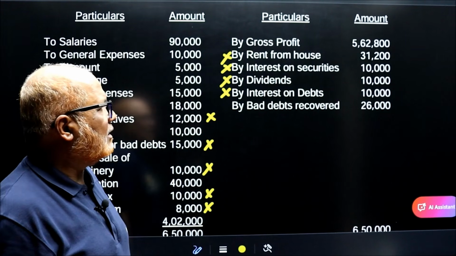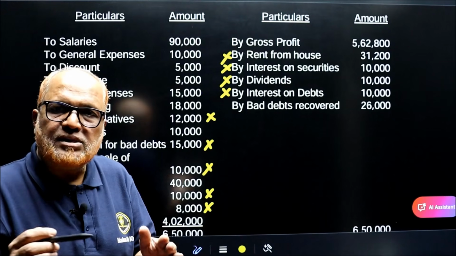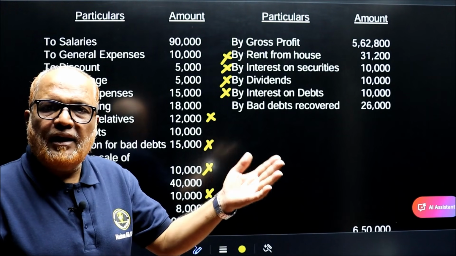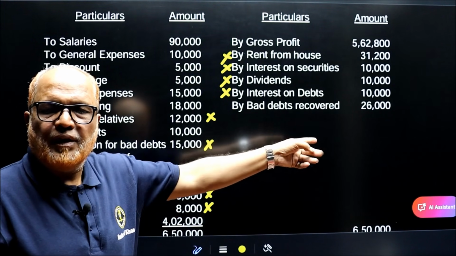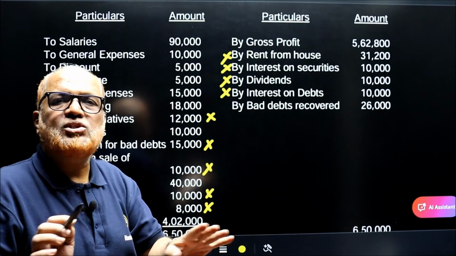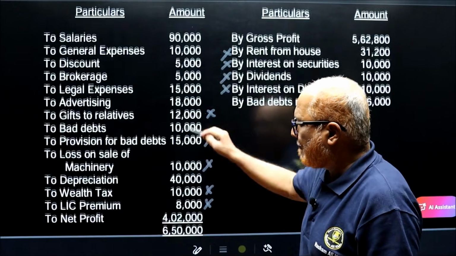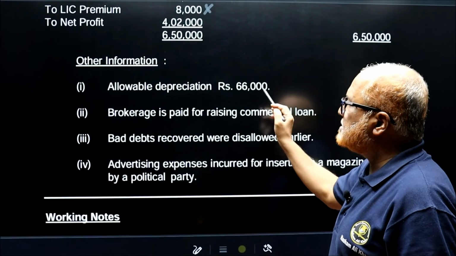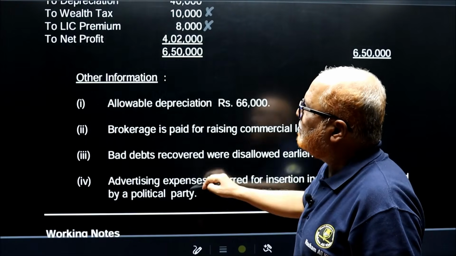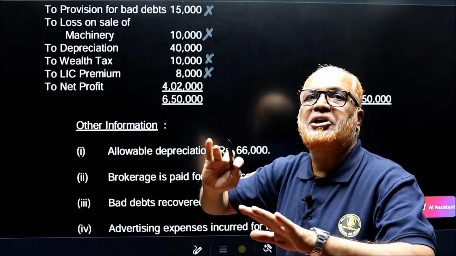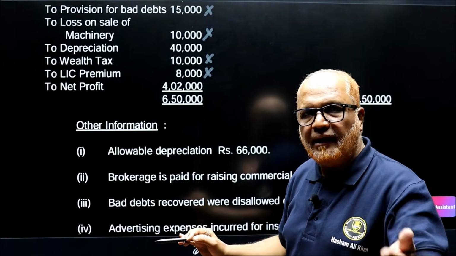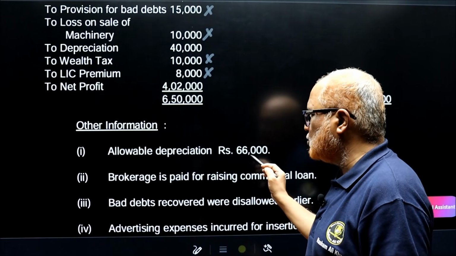Bad debts recovered. Now we'll see whether earlier it was allowed or disallowed. Earlier allowed, now it's a business income. If it is disallowed earlier, it is not a business income. Now we will see. Allowable depreciation 66,000. That means the depreciation given here, 40,000, will be disallowed. Add back. Later on deduction will be given as per IT rules.